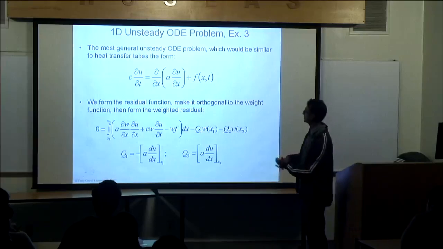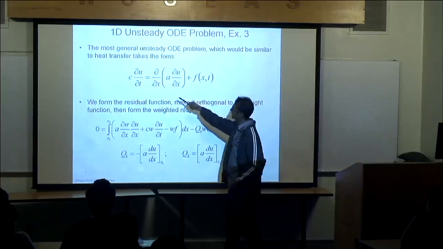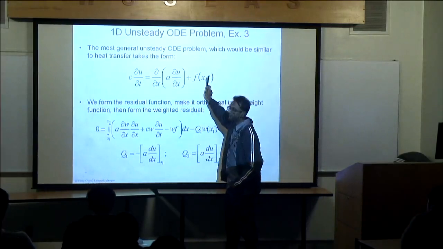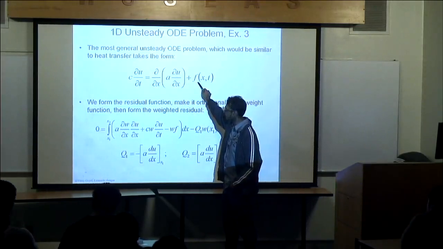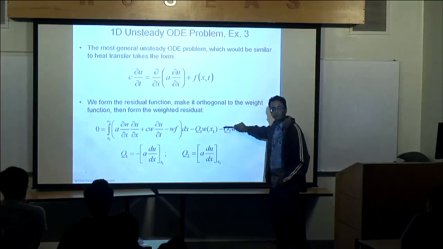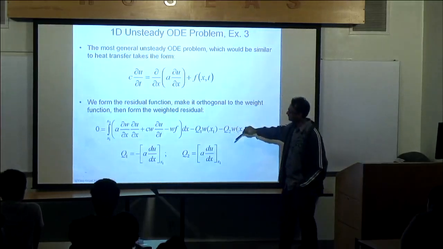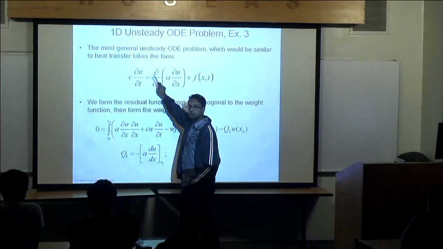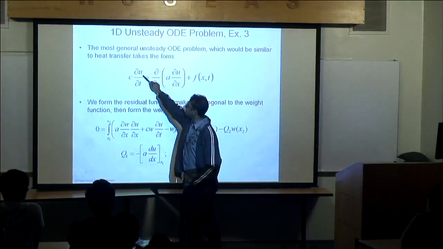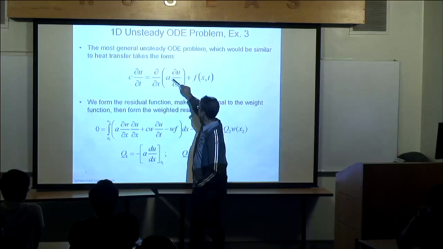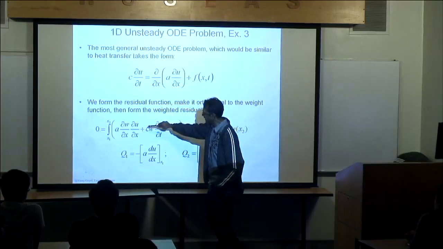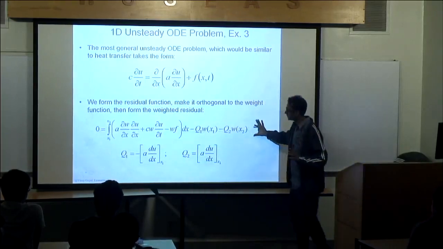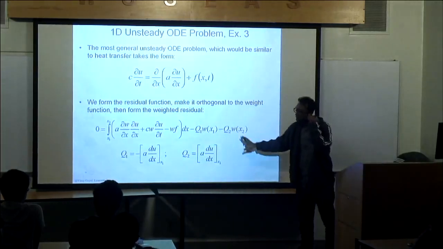If I have an unsteady ODE problem, any problem I want where C can be different, A can be different, and I have a forcing function as a function of time. First step, form the weak form. Here I'm using W as my weight, U is the variable of interest, t is time, and A and C are constants. So I form the weak form. You guys know how to do that now. You're an expert at doing that.